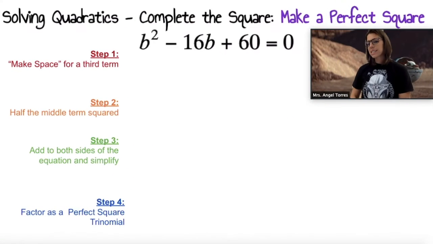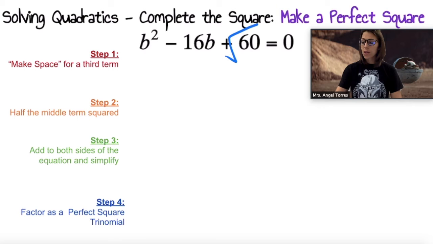So b squared minus 16b plus 60 is not a perfect square. And the reason why is because you can't take the square root of 60. So let's go through our series of steps.